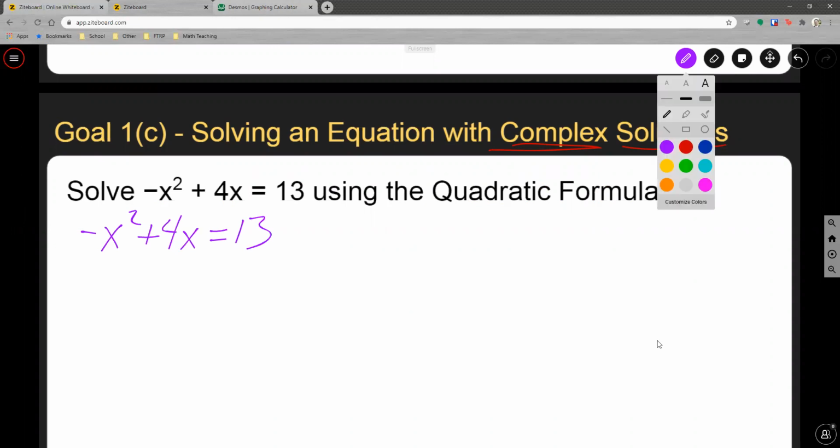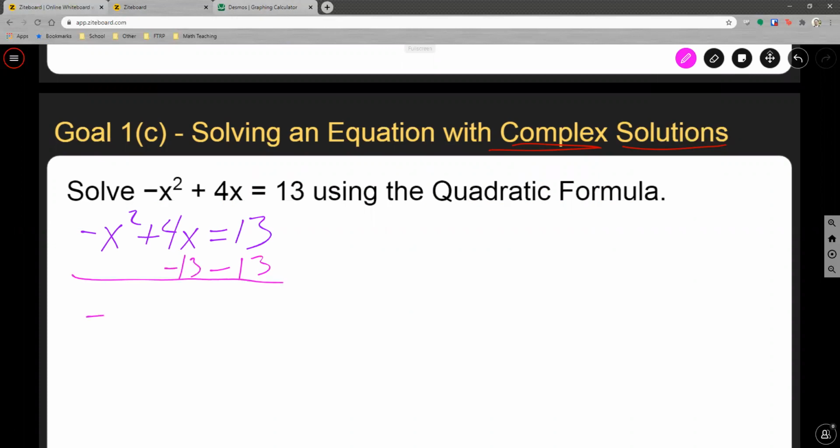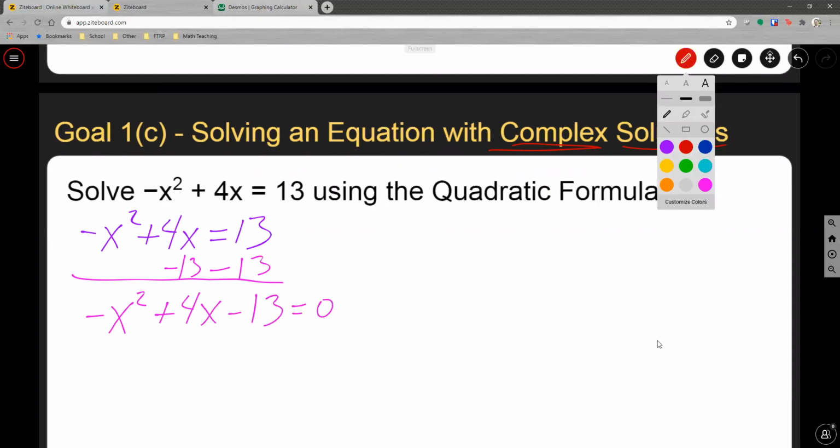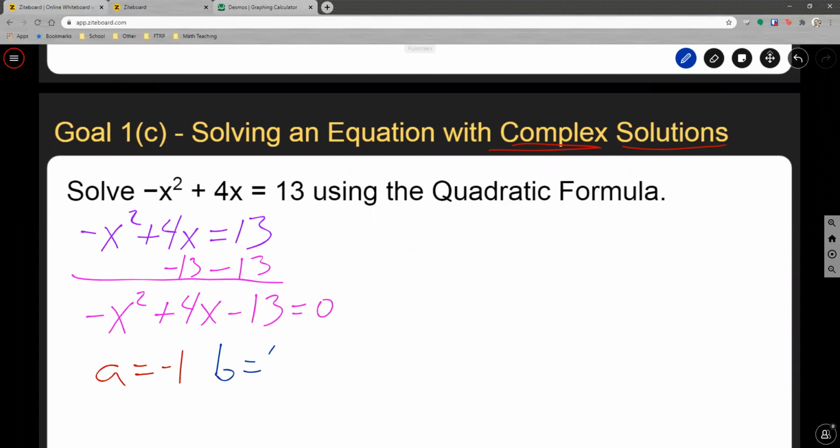So I'm going to do the same thing I did last time. Subtract 13 from both sides of the equation. Negative x squared plus 4x minus 13 equals 0. My a value in this case is going to be -1. My b value is going to be 4. And my c value is going to be -13.